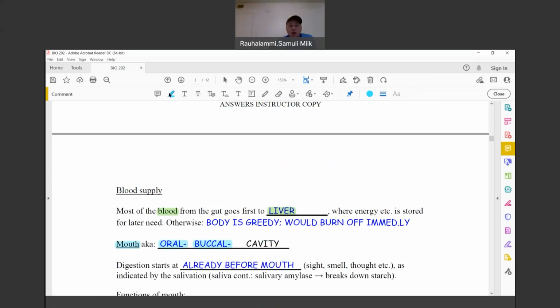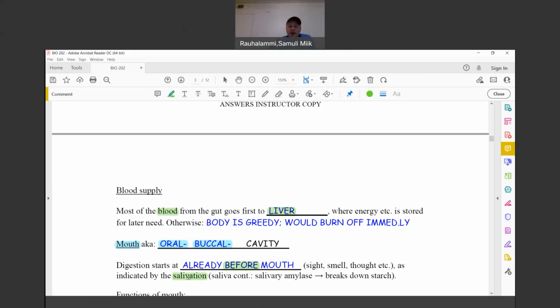But before we start talking about that, I do want to remind you that we discussed where does the digestion start, and that would make a great exam question. Well, remember that digestion starts already before the food enters the mouth. So simple sight, smell, or even a thought of a food can trigger the salivary production.